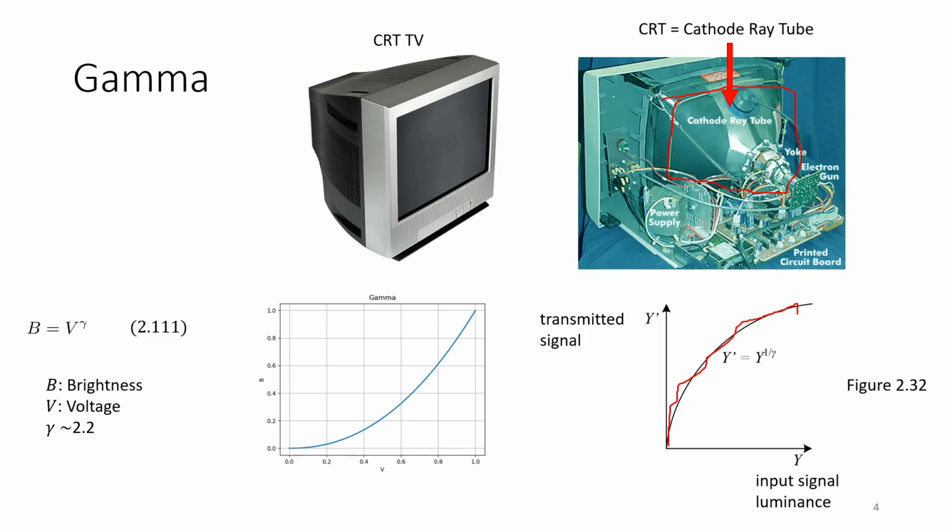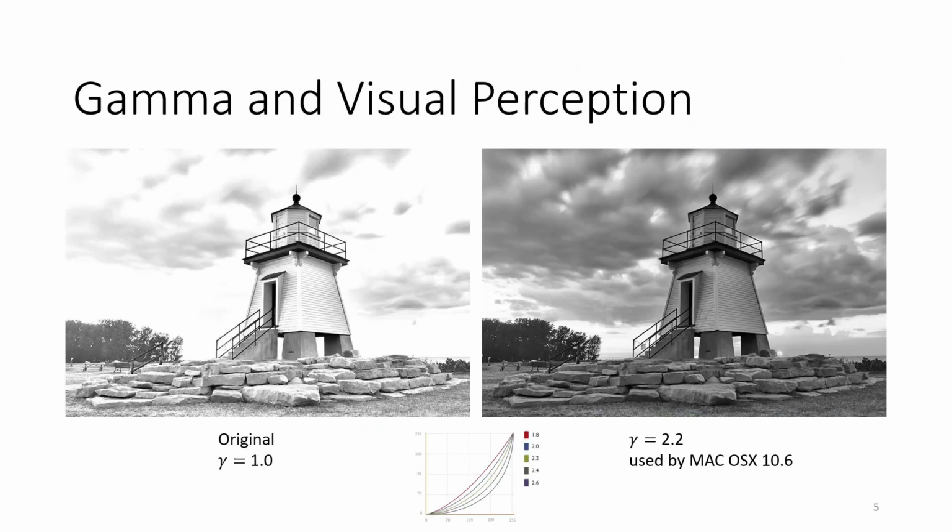So what can the gamma function do? Let's look. Suppose we have an input image like this one, then when we apply a gamma function, the generated image gives a certain kind of contrast, and some people prefer this contrast. So different companies set different gamma values in their monitors. For Mac, macOS uses 2.2.